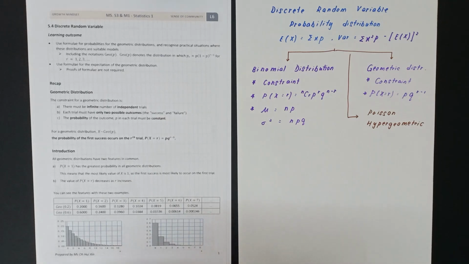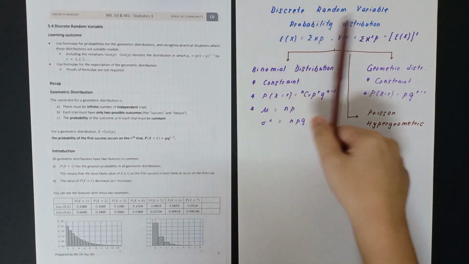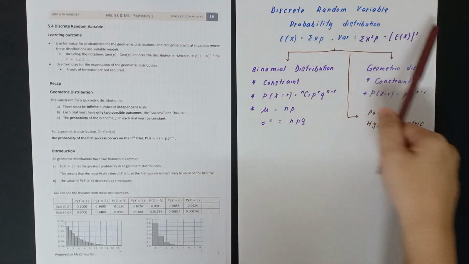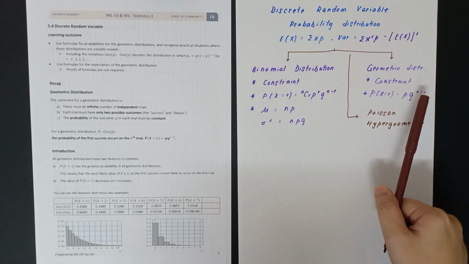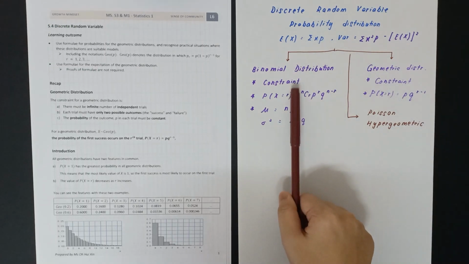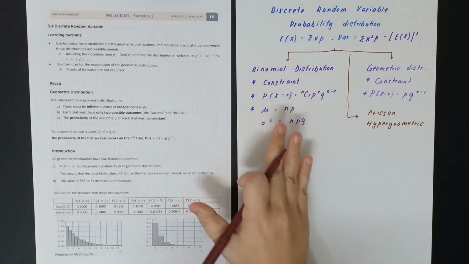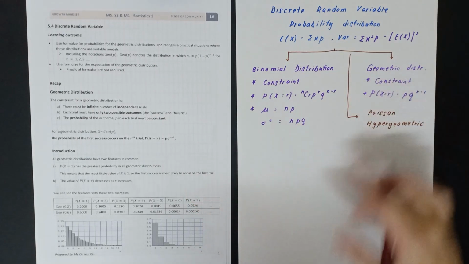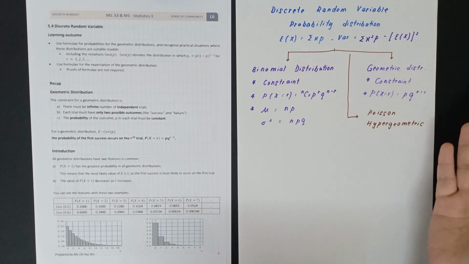It's just that we are not learning it in our A-level S1 syllabus. So you must know that not every discrete random variable is a binomial distribution. Not every discrete random variable is a geometric distribution. Only a discrete random variable that satisfies the constraint for binomial is called a binomial distribution, and those that satisfy the constraint for geometric distribution are called geometric distribution.